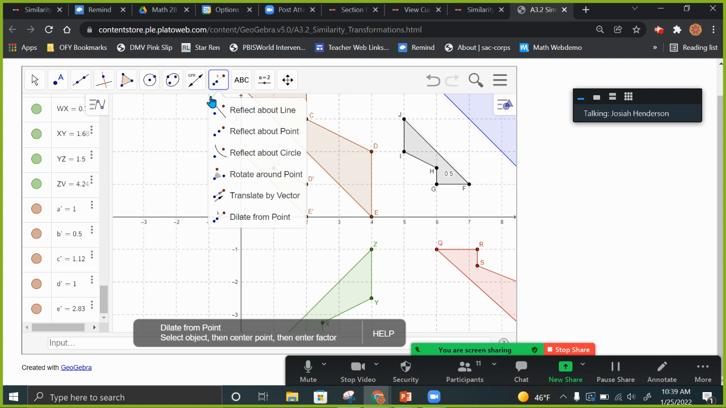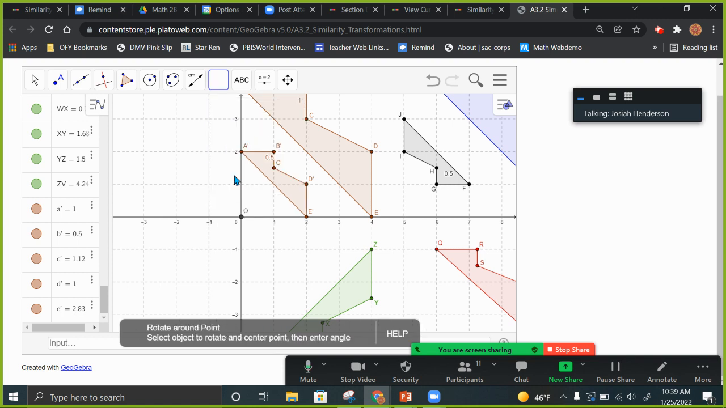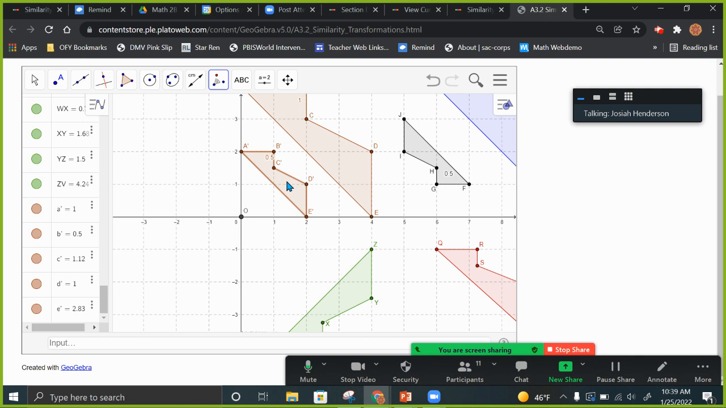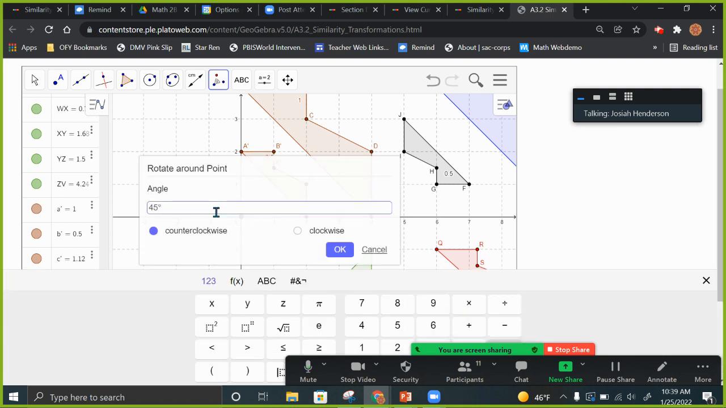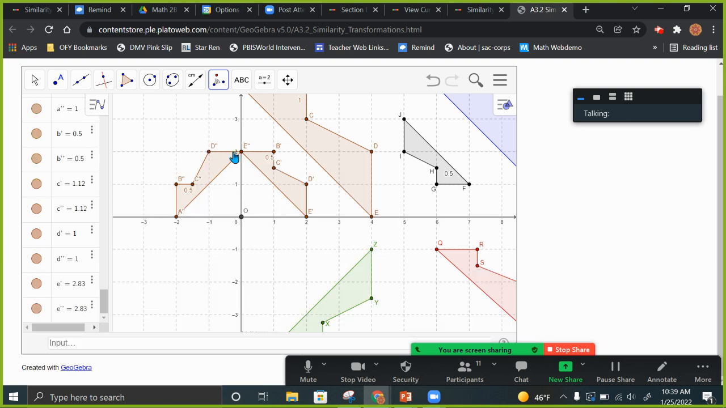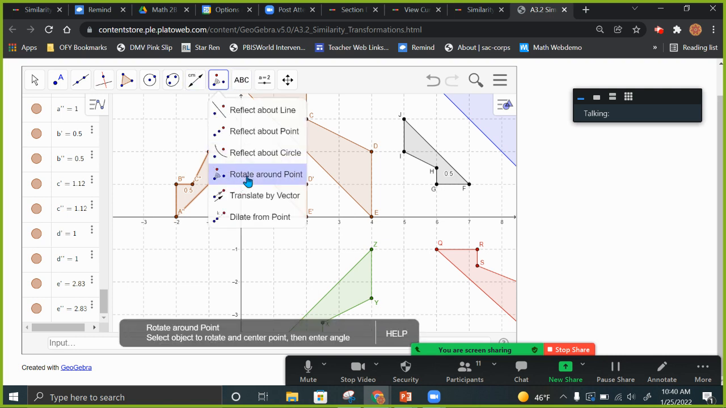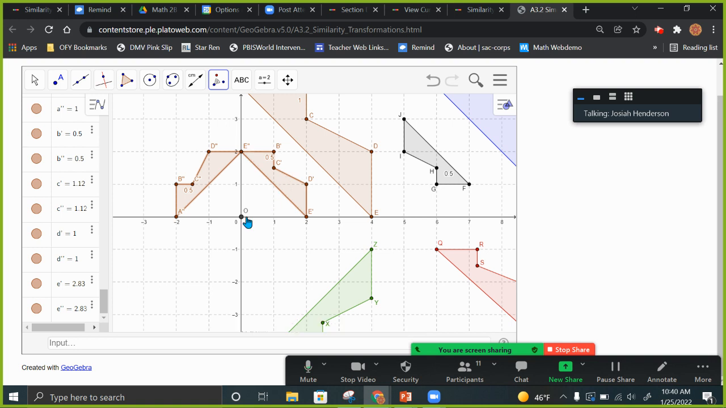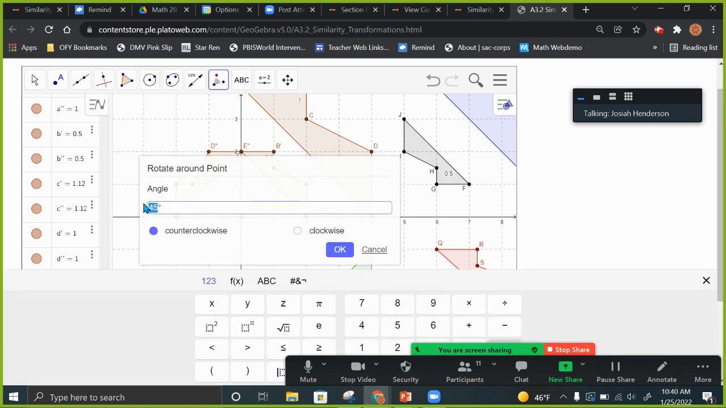So in our transformation tools, rotate around point, click on the little one we just made, and then click on the point. And then it wants us to type in our angle of rotation. Keep it on counterclockwise, and let's try 90 degrees. Here's my rotation of 90 degrees. Still not lined up the correct way. Let's do another rotation. Let's see, rotate around point, this figure, this point. Let's try 180 degrees.